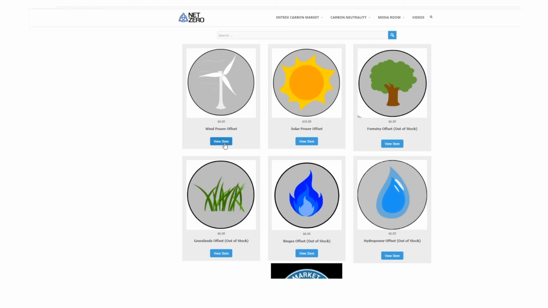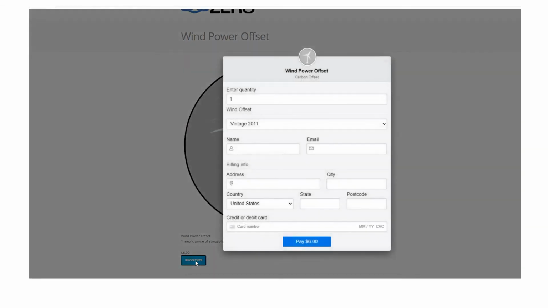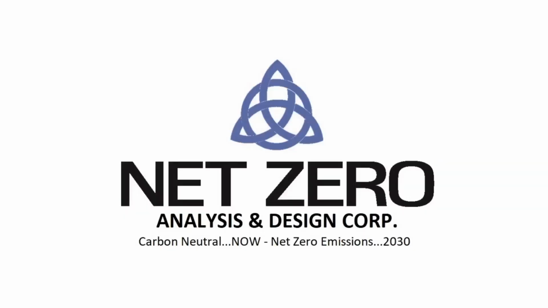The purchase process is straightforward. Select offsets from the available project types. Select Buy Offsets, and provide purchase information. After completion, you'll receive verification of the offsets purchased, project type, project name, and serial numbers from the registry for the retired offsets. Thanks for viewing.